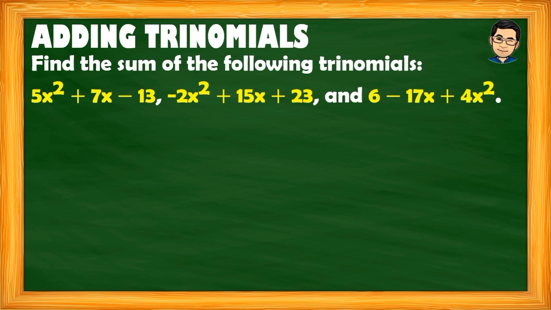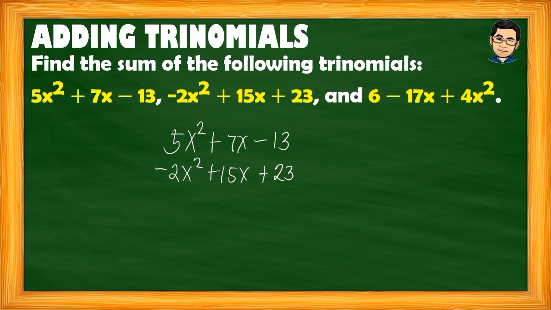So, sulat muna natin yung ating mga given. 5x squared plus 7x minus 13. Next, negative 2x squared plus 15x plus 23. And then yung last trinomial natin, so 6 minus 17x plus 4x squared. So yung 6, itatapat natin dito sa constant term. O pwede rin naman nating isulat ito agad sa standard form. Pwede naman siyang 4x squared minus 17x plus 6. Ayan.